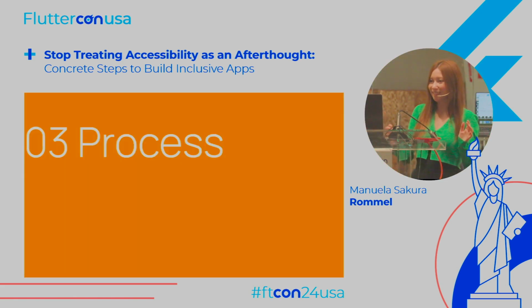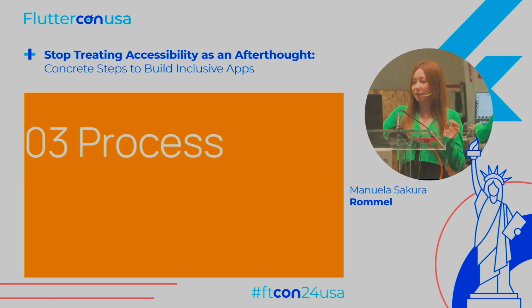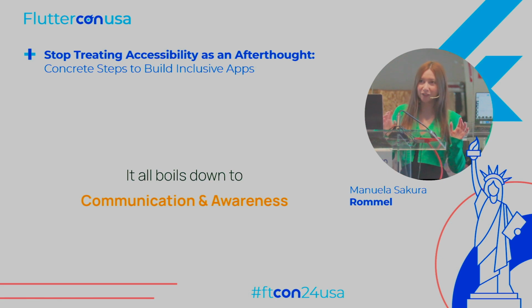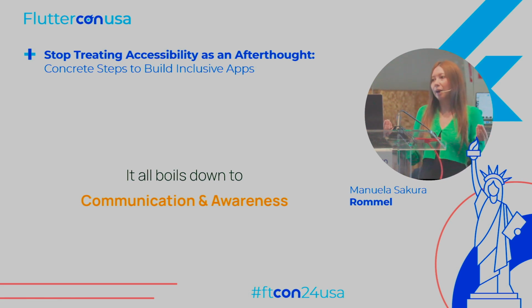Now let's get into the process. It's actually quite easy because it all boils down to communication and awareness. If you want to make an accessible app, you have to talk to each one in your team and also across teams. So I was working at an e-commerce store.